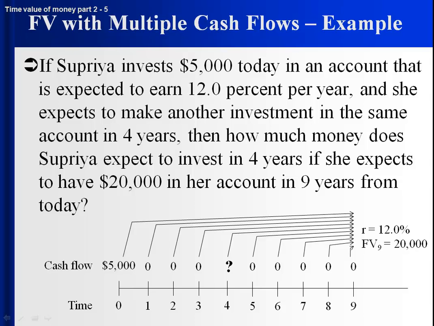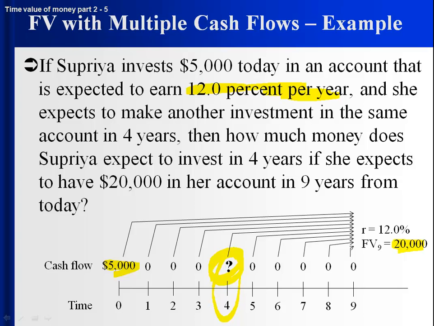Let's take a look at another example. So Supriya is going to invest $5,000 today. The account can earn 12% interest per year, and she expects to make another investment in the same account in 4 years. So we got our classic mystery cash flow. How much does she expect to invest in 4 years? What's the mystery cash flow? If she expects to have $20,000 in her account in 9 years from today.